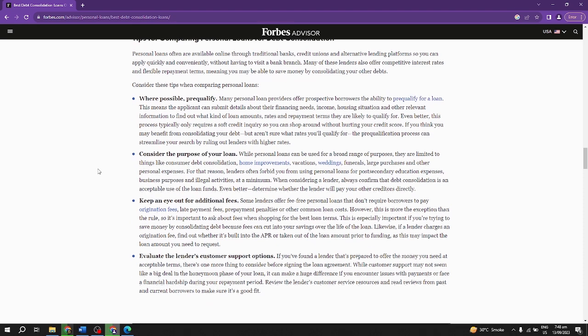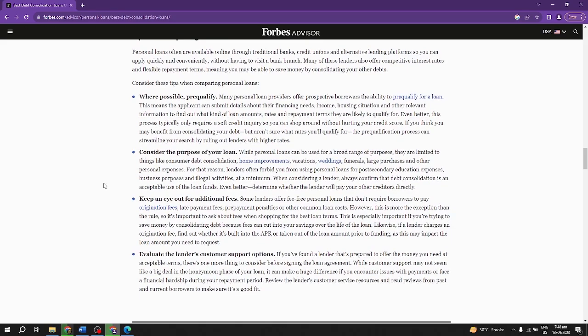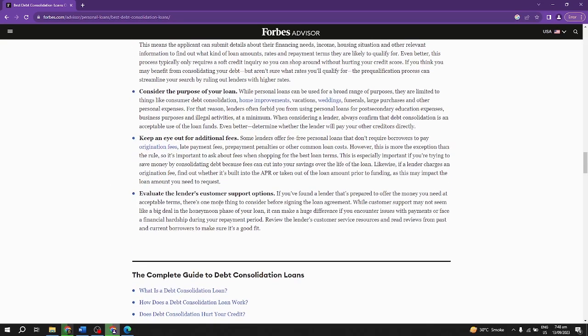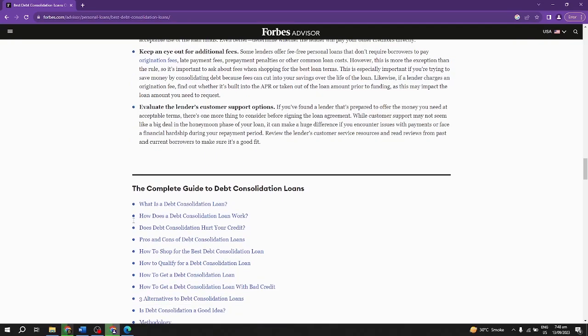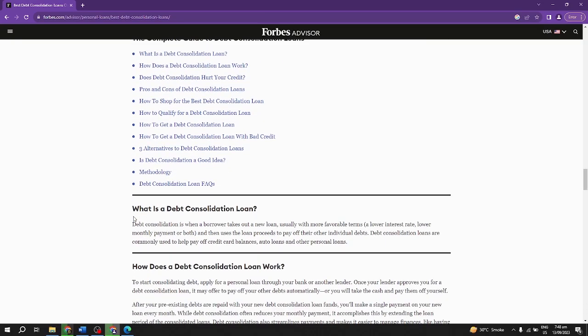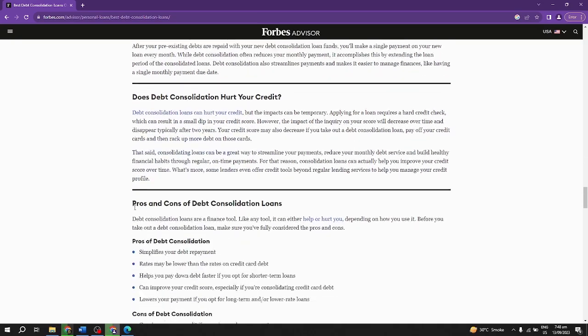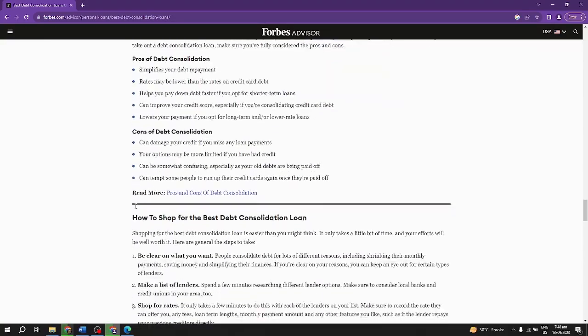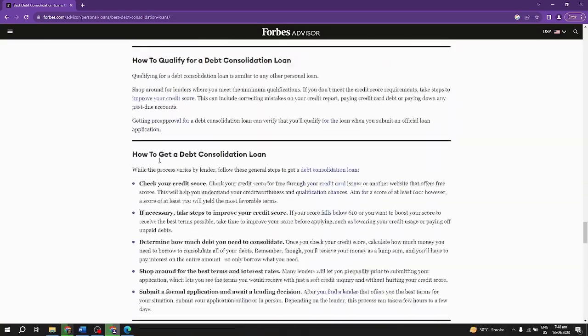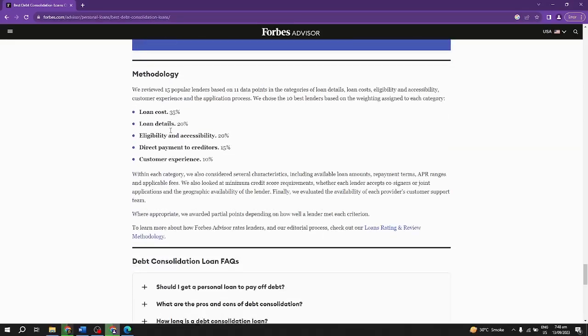So here are some points. Keep an eye out for additional fees. Evaluate the lender's customer support options. You can read it yourself, so maybe you can understand from our slides. Here are some of the points you can easily read.